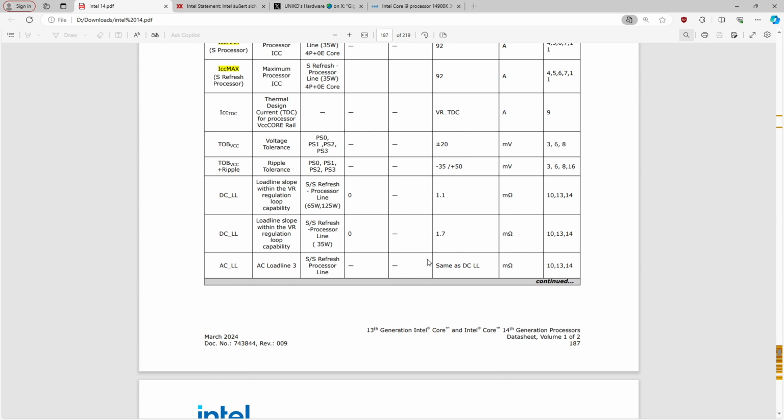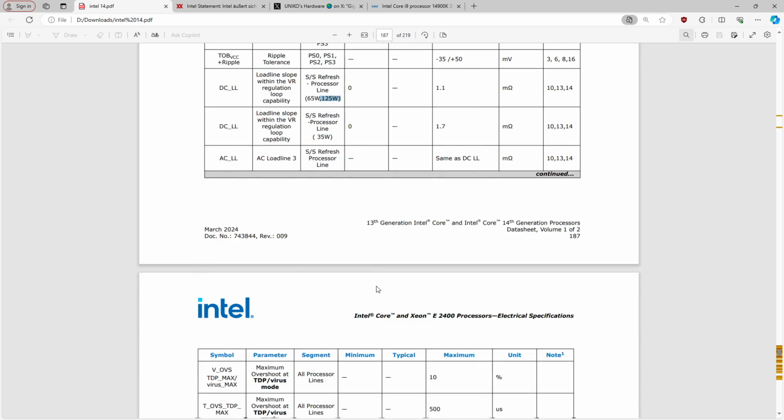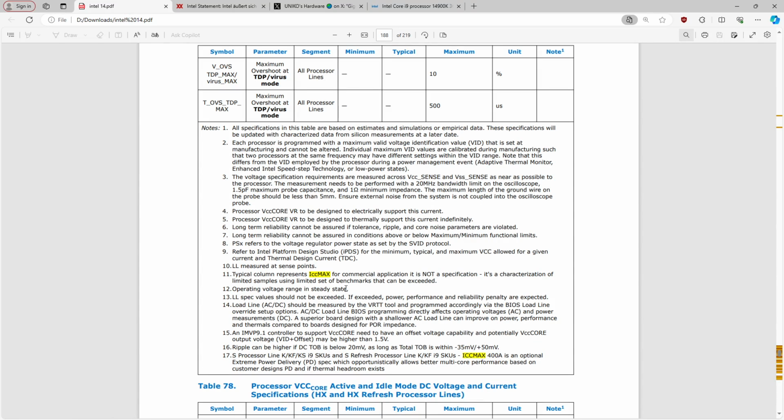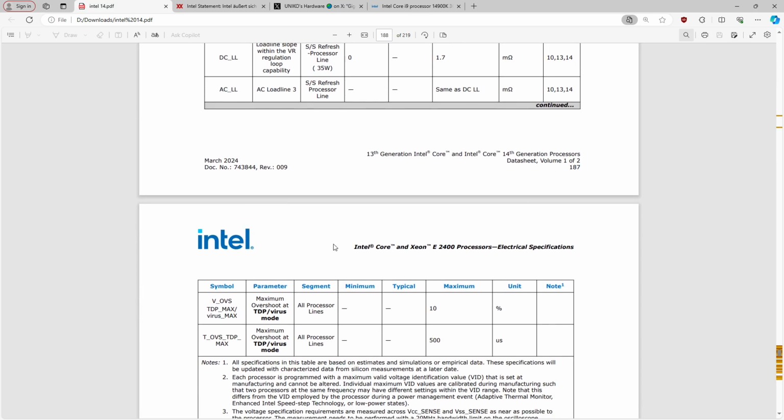With Gigabyte, the issue is that their Intel baseline profile uses the 1.7 milliohm load line, which is meant for 35-watt CPUs, on 125-watt CPUs, which leads to absolutely insane operating voltages. And also, if you read this public documentation, you'll notice that it says load line spec values should not be exceeded. If exceeded, power, performance and reliability penalty are expected. So I don't know what gave Gigabyte the idea that they're supposed to do this.